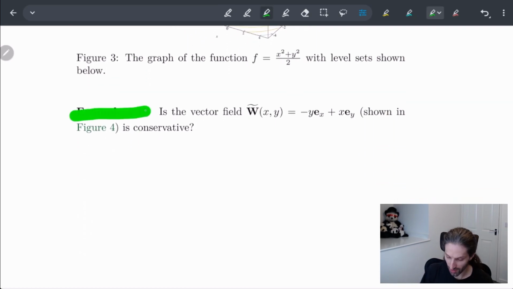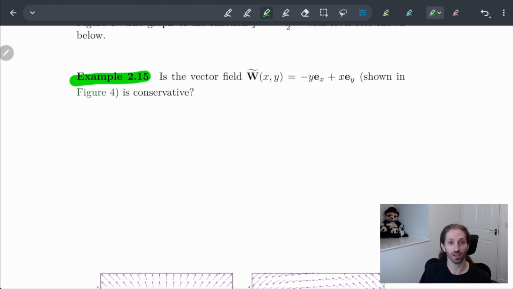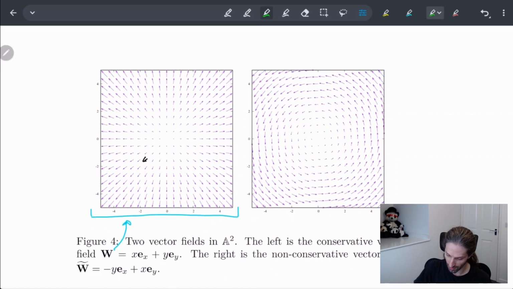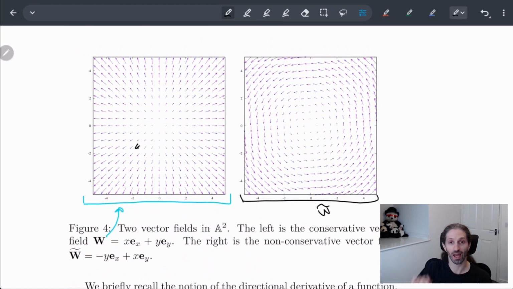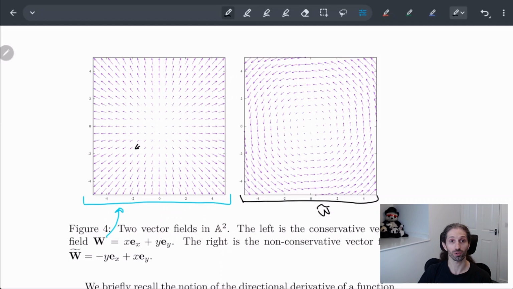But first, let's look at a different example. We're going to look at a vector field w tilde that's given by minus y plus x. Here we have a graph of this, shown on the right. This is w tilde from before. Basically we just took this value and plotted it at a bunch of different points, and you can see this gives a nice little spirally shape.